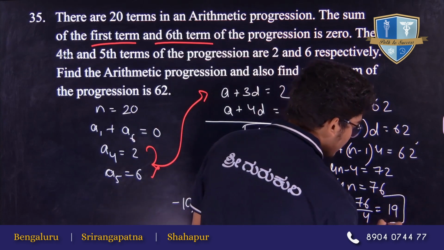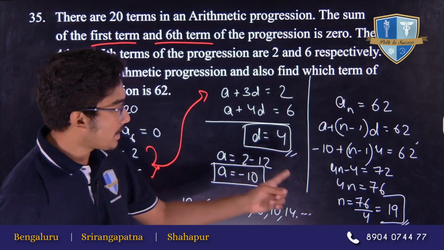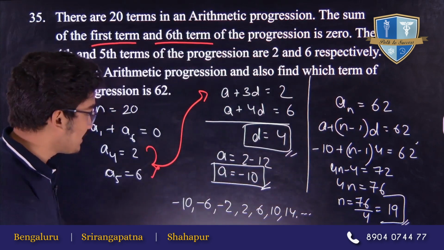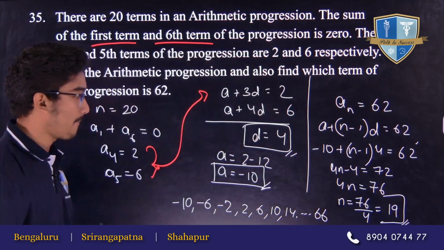So 62 is our last second term, and the last term will be 62 plus 4, which will be 66. So this AP will go and it will end at 66.